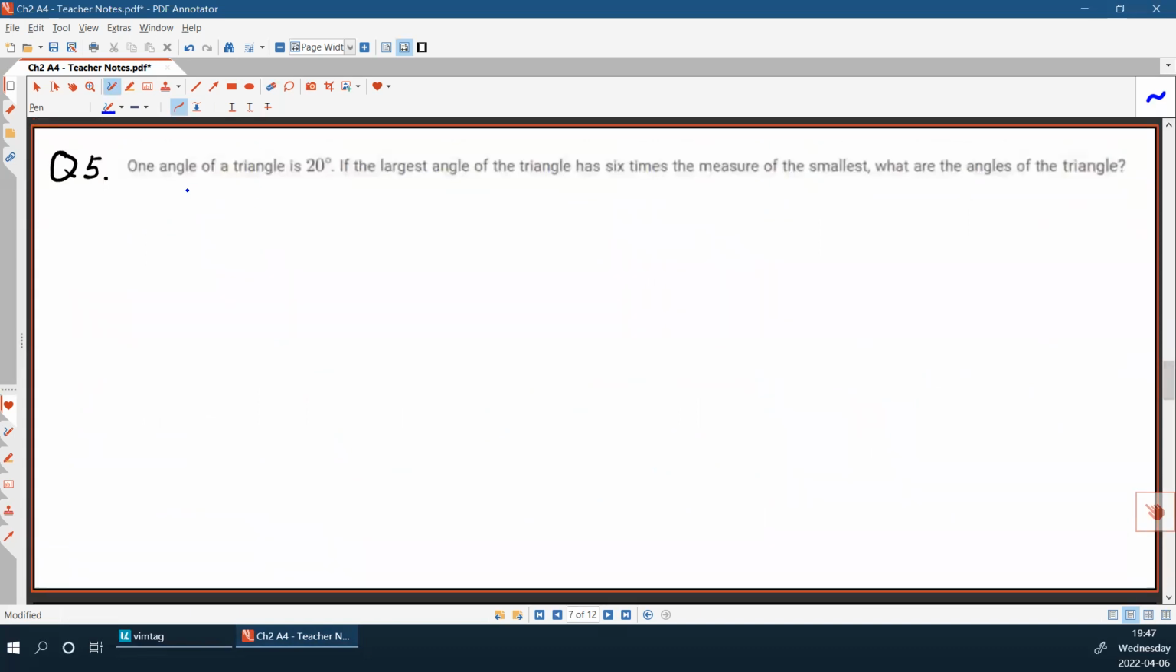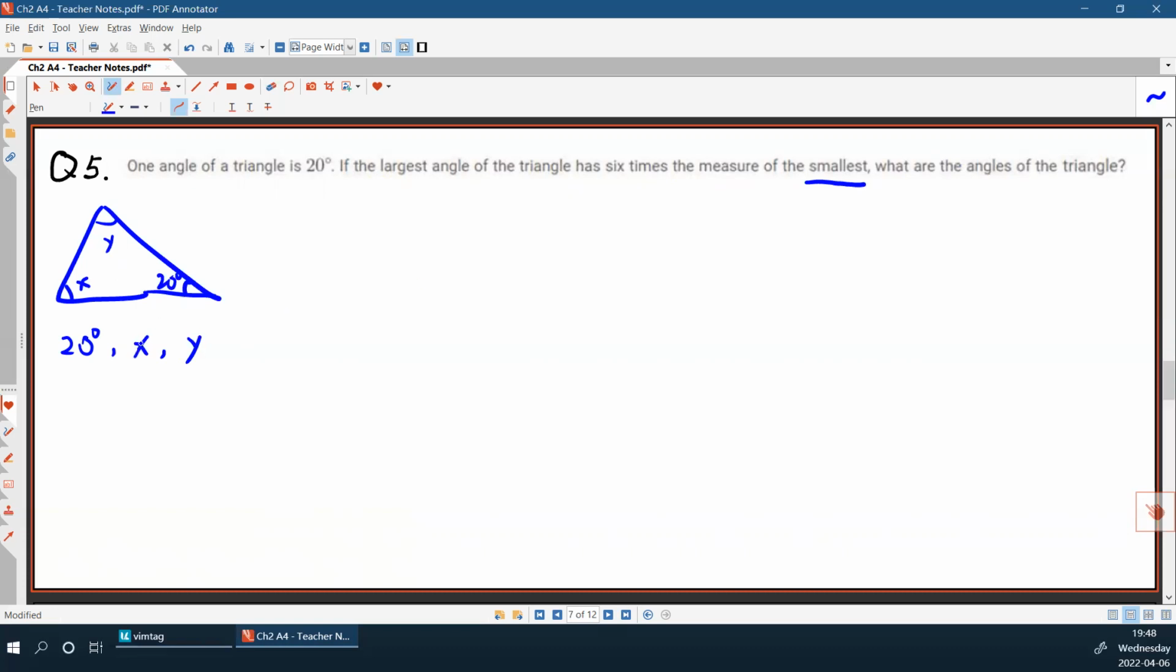Okay, it is known that one angle of a triangle is 20 degrees. If the largest angle of a triangle has 6 times the measure of the smallest, what are the angles of the triangle? All right, so basically we have a triangle and one of the angles is 20 degrees. And the other two angles are unknown, right? So we can just call them X and Y. So we have 3 angles, 20 degrees, X and Y. And we also know that the largest angle has 6 times the measure of the smallest. What are the angles of this triangle?